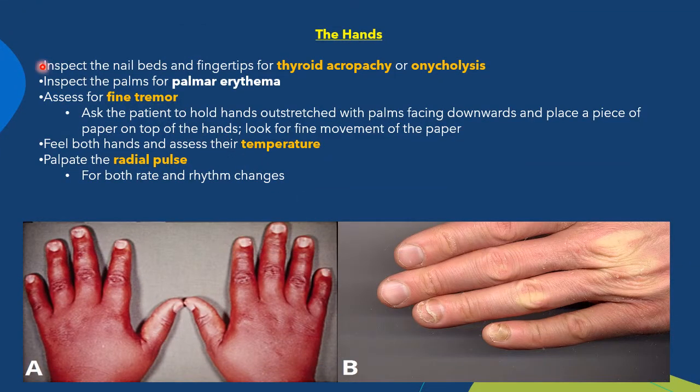Then look at the patient's hands. Inspect the nails and the fingertips for thyroid acropachy and onycholysis, palmar erythema, fine tremors. Feel the hands and assess the temperature, the radial pulse, the nature of the pulse, noting rhythm and volume.